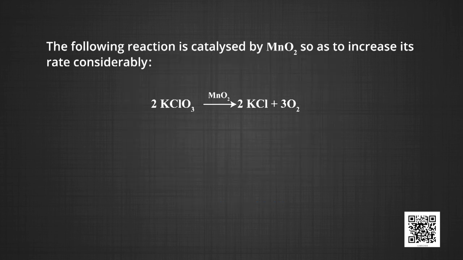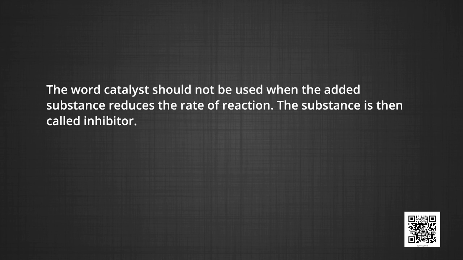For example, MnO2 catalyzes the following reaction so as to increase its rate considerably. The reaction is 2KClO3 gives 2KCl plus 3O2. This reaction is catalyzed by MnO2. The word catalyst should not be used when the added substance reduces the rate of the reaction. The substance is then called an inhibitor.